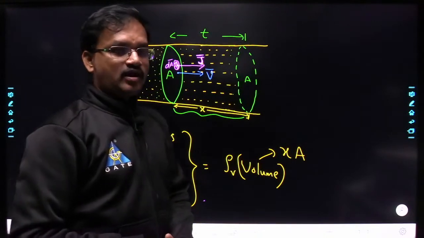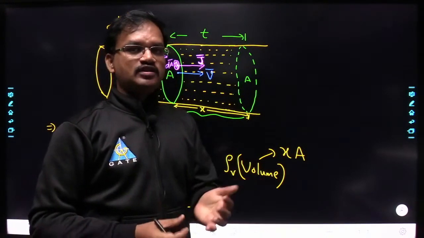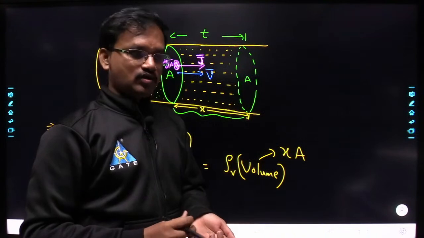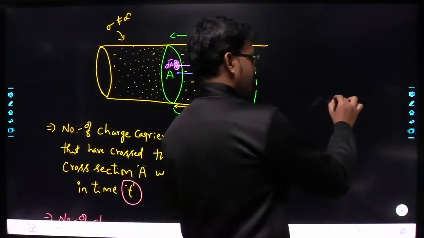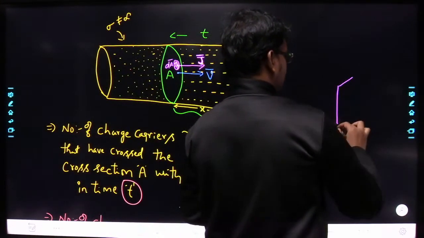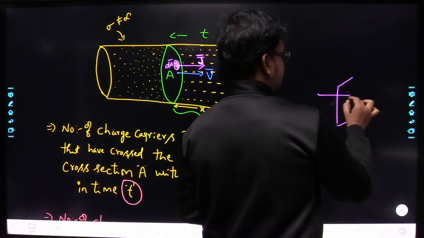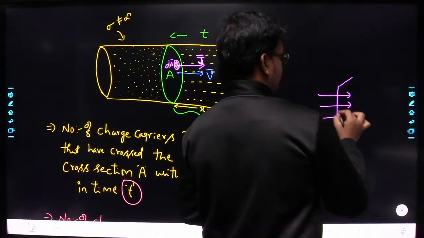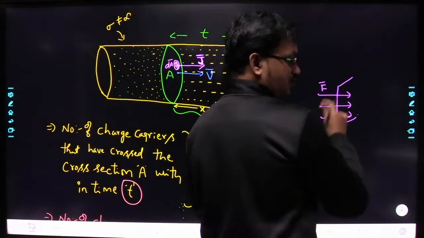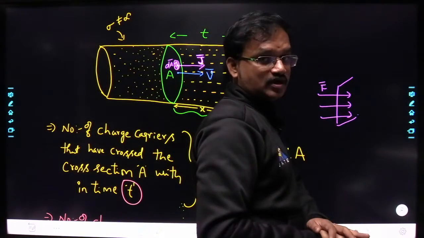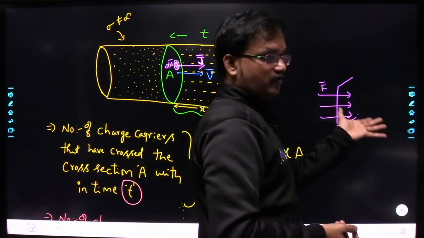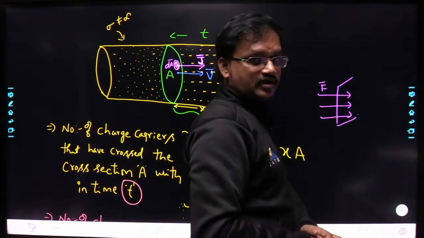I have explained already about flux here, how to represent the flux through any surface, yes or no? Okay, so if you have any surface here, the number of field lines that are penetrating through any surface is called flux, and I have explained how to represent this flux through any surface and all these things, right? Okay.